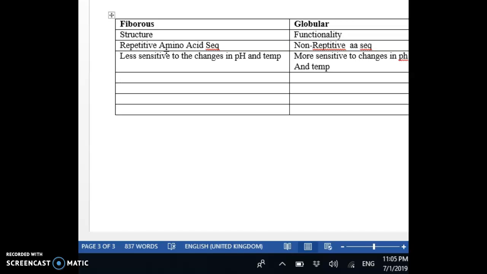And the next thing I want to talk a bit about is the solubility. So fibrous proteins are not water soluble, they are generally insoluble in water, and of course globular are the opposite. So these guys are kind of opposite of each other. They're soluble.